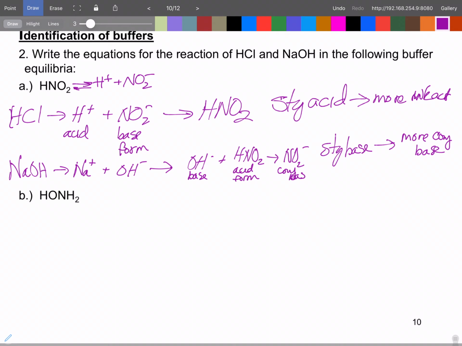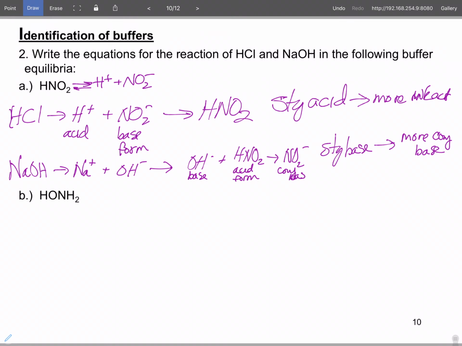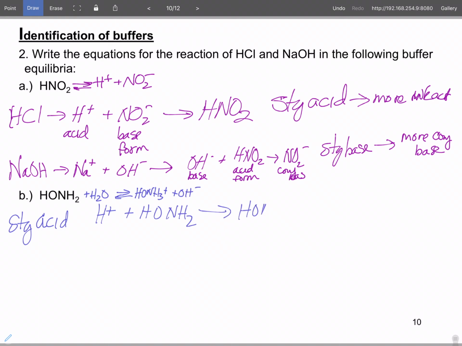In a weak base, it's pretty much going to do the same thing except in reverse. So again, strong acid, we get H+, it's going to react with the base form, which is HONH2, because remember, this equilibrium involves the weak base plus HONH3 plus OH minus. So it's going to produce more of the HONH3 plus. So what we did was make more conjugate acid.